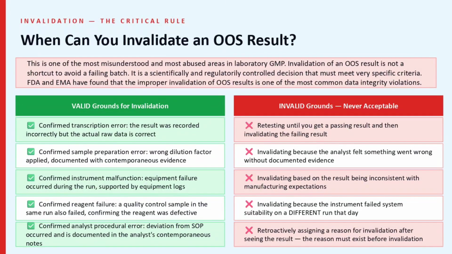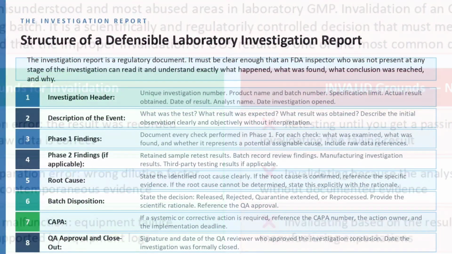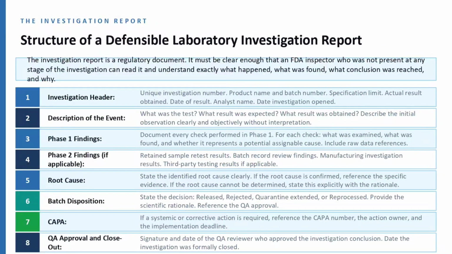The assignable cause must be identified and documented before the decision to retest is made, not after. If you cannot identify a specific, documented laboratory error in Phase 1, you cannot invalidate the OOS result. Period. The investigation report is a regulatory document that must stand on its own. An FDA inspector who was not present at any stage of the investigation should be able to read your report and understand exactly what happened, what was found, what conclusion was reached, and why.